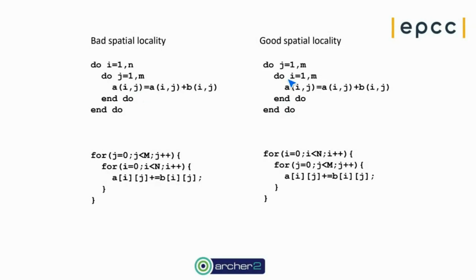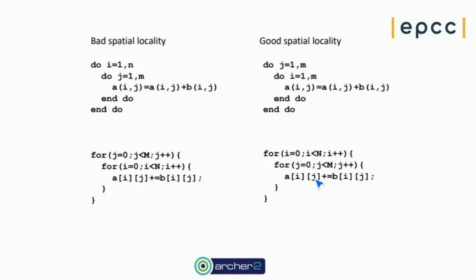If we want the good version, then we need to swap the I and J loops around so that the innermost loop corresponds to the leftmost index into the Fortran array. In C and C++, it's the other way around. It's the rightmost index that varies most rapidly and is contiguous in memory. So in that case, this is the bad case, and this is the good case. For C, we want the innermost loop index to match the rightmost array index, which is the contiguous one.